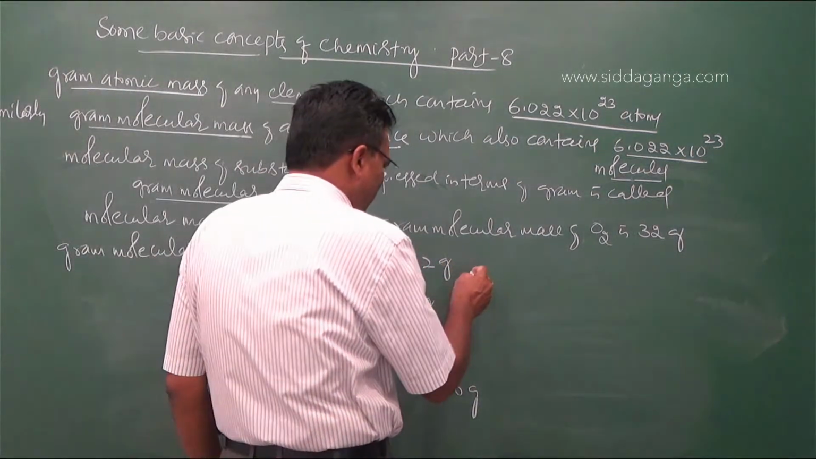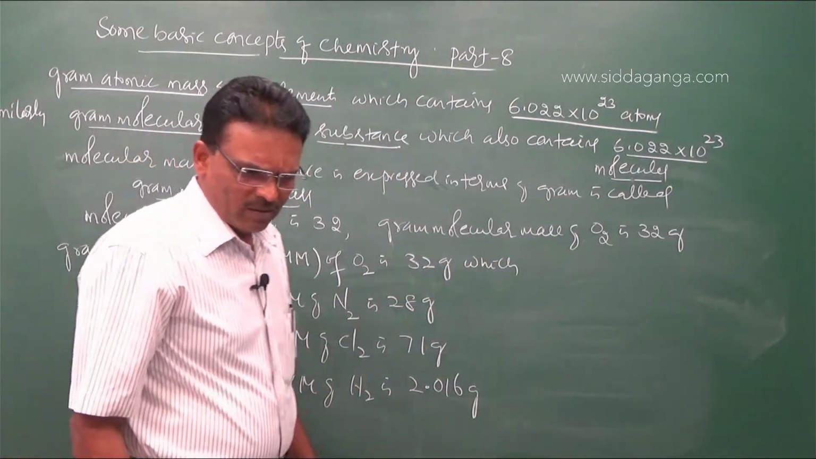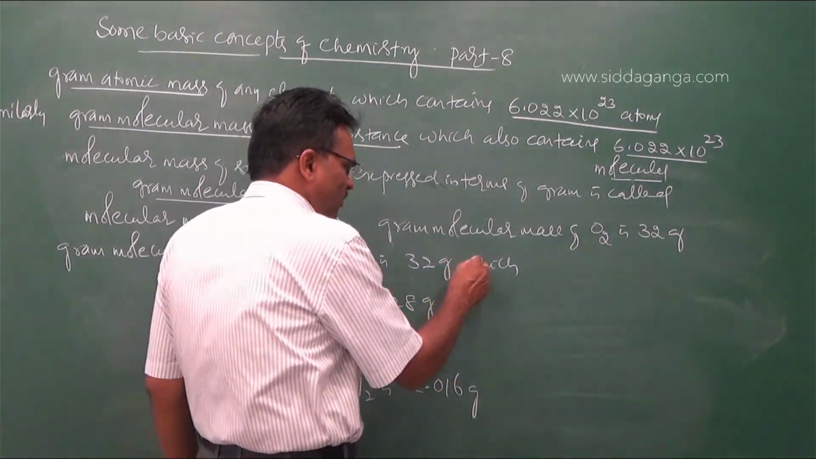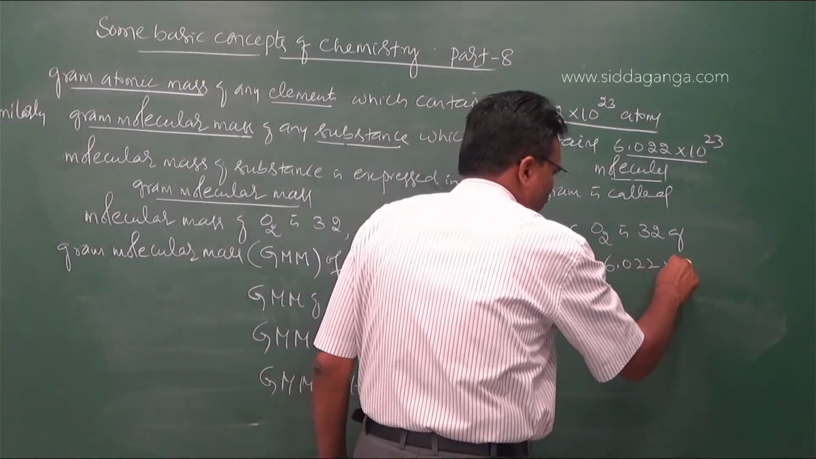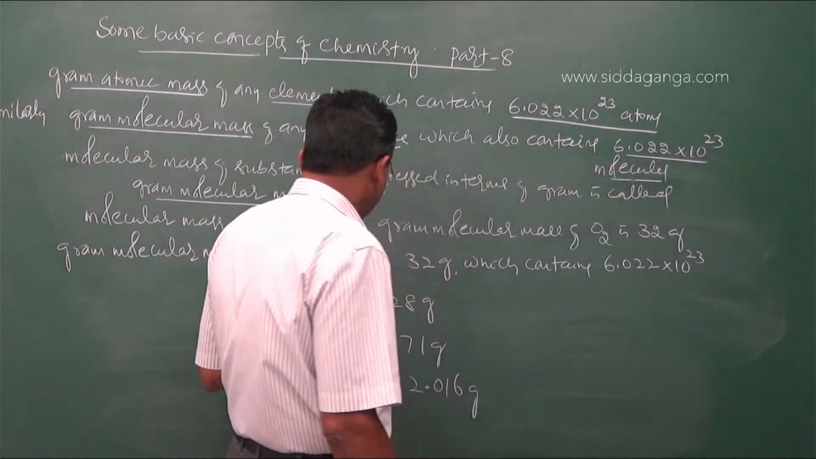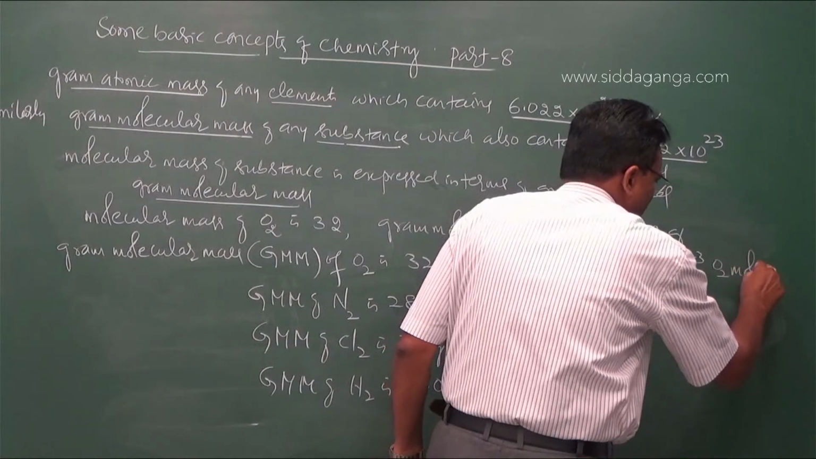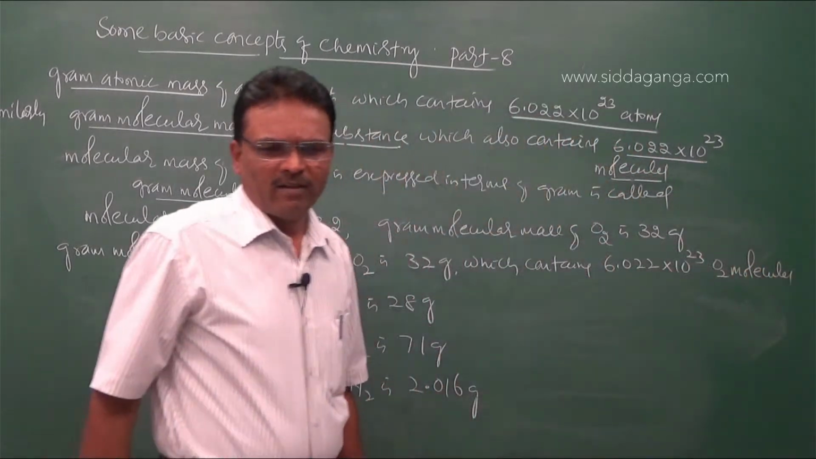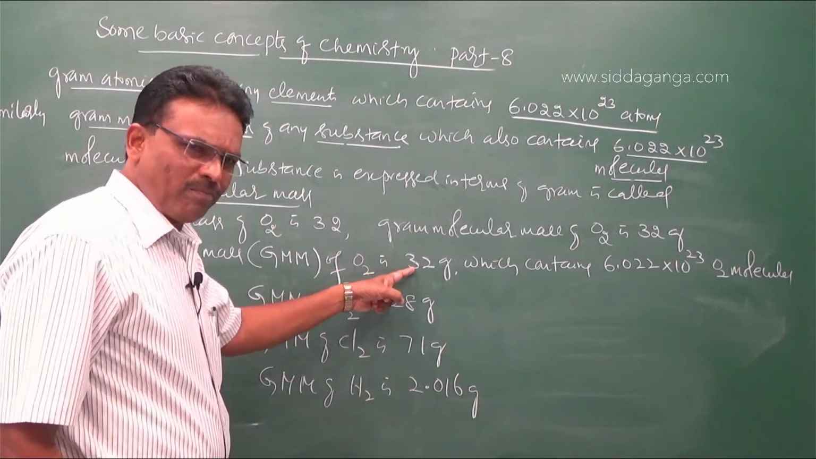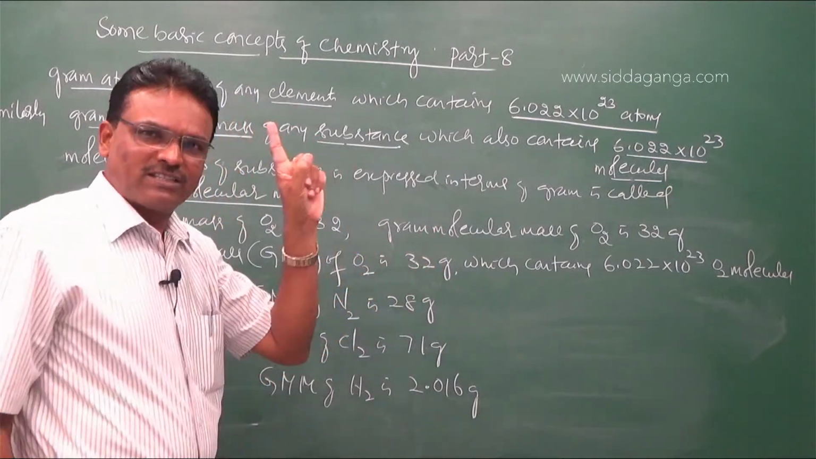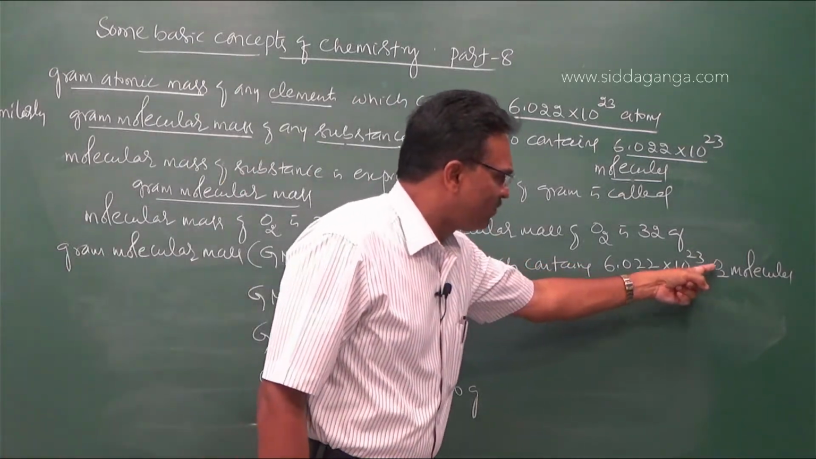So 32 gram, which contains 6.022 into 10 to the power of 23 O2 molecules, oxygen molecules. Clear? Statement artha aitalla illi? Molecular mass of oxygen is 32. Gram molecular mass of oxygen is 32 gram. 32 gram of oxygen contains Avogadro number of oxygen molecules.